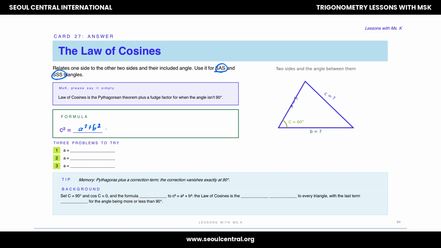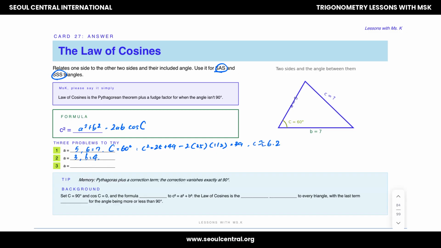The formula is c squared equals a squared plus b squared minus 2ab cosine of big C. You can see that the first half looks really similar to the Pythagorean theorem. 3 problems to try. Number 1. You're given small a equals 5, small b equals 7, big C equals 60. By using the formula, c squared equals 25 plus 49 minus 2 times 35 times 1/2. We get 39, which means that c is around 6.2.